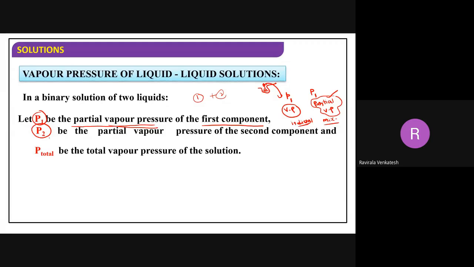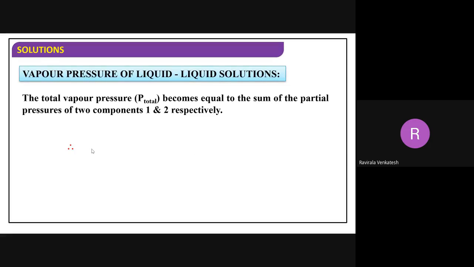Now I got P1 and P2. P1 is the partial vapor pressure of the first component. P2 is the partial vapor pressure of the second component. And what is P total? Total vapor pressure of the solution, right? Next. Now, the total vapor pressure becomes equal to the sum of the partial pressures of the two components 1 and 2. This is according to Dalton's law.